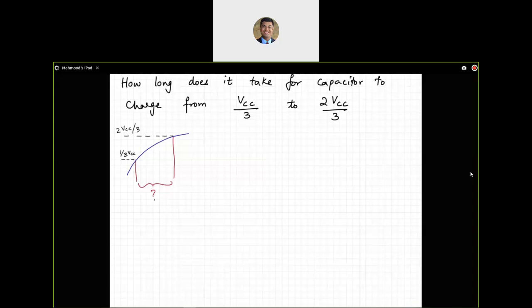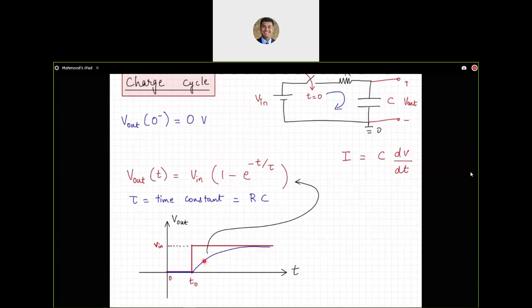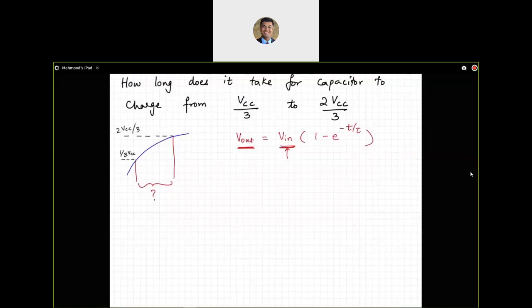Well, I already know from the previous discussion that V out, which is the voltage across that capacitor, is V in times 1 minus e to the negative t over tau. What is V out? What is V in? V in is my supply voltage to which it levels off. So that's the final voltage, as you can see over here. That's the final voltage. So that's going to be 2/3 VCC. V out is the initial voltage here, times 1 minus e to the negative t over tau. Tau is simply RC.